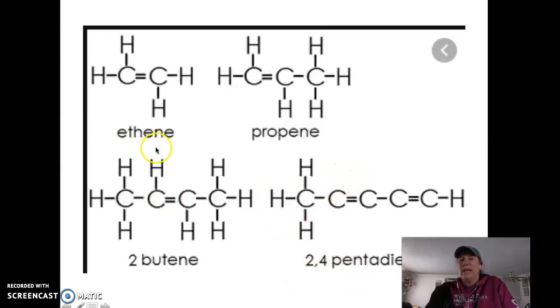So the name tells you everything about it. You just count them like you did before and change the ending to ENE. If the double bond isn't on the first one, you have to say where it's at. If there's more than one, you say where they are and use diene. If there was another one in here, we'd use triene. So you have to say where they're at and how many there are.